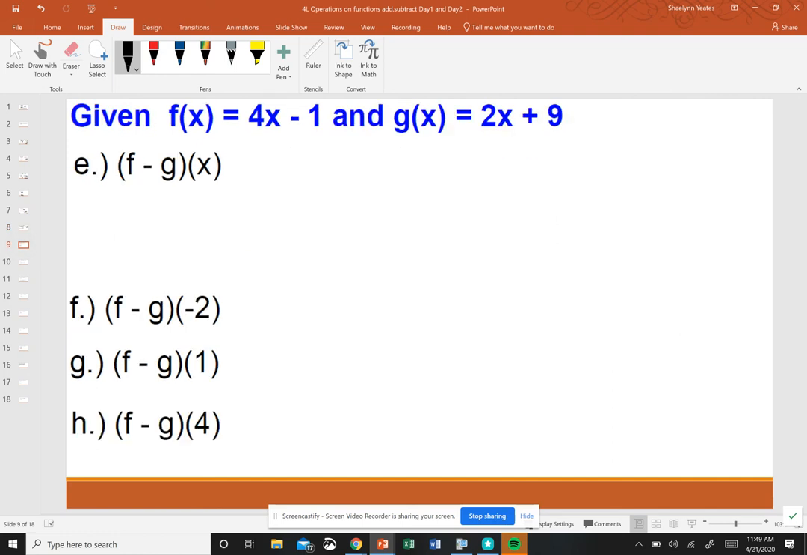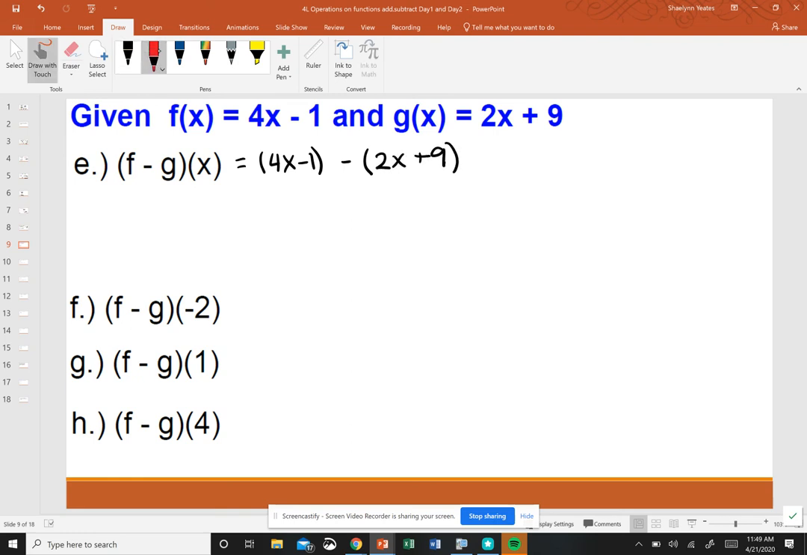All right, so let's take a look at this one. It says given f of x equals 4x minus 1 and g of x equals 2x plus 9, we're going to now find f minus g of x. So we're going to write out the two equations. We're going to have f of x first. So we've got 4x minus 1, and we're going to subtract g of x. So minus 2x plus 9.